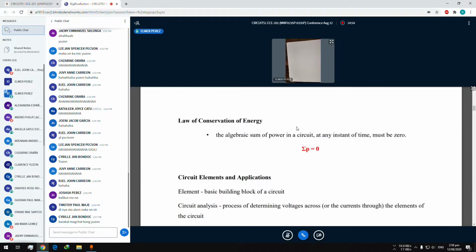Ayan, may question ako. Bakit pag sinabing conserve energy, bakit electricity lagi yung naiisip? Ang dami-dami namang klaseng energy.